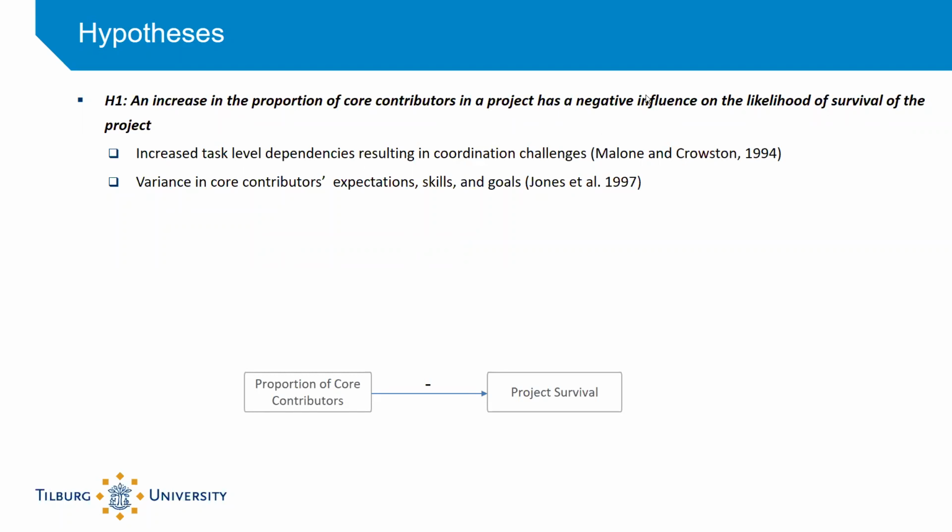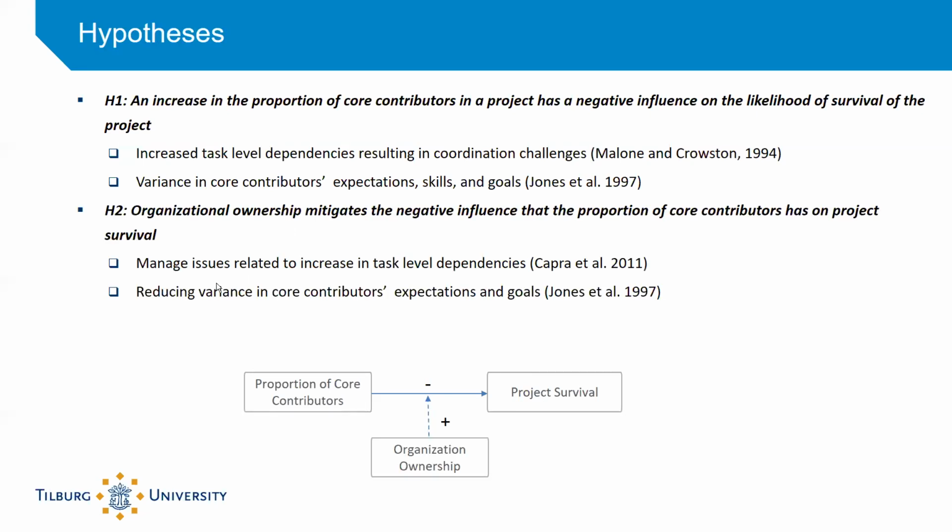The establishment of this causality comes from the study of theory. I know that an increase in proportion of core contributors should lead to more coordination challenges, and it should lead to more variance in the contributors' expectations, skills, and goals. So because of these two mechanisms, I would say that it should have a negative causal effect on the likelihood of survival of the project. So it looks something like this. Proportion of core contributors has a negative effect on project survival.